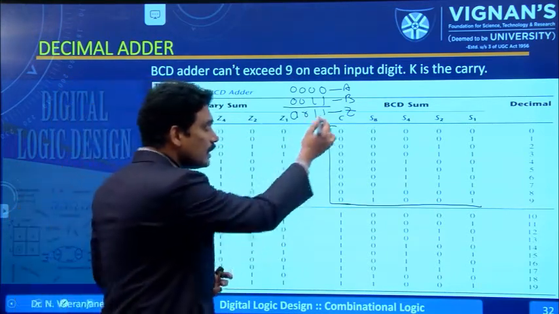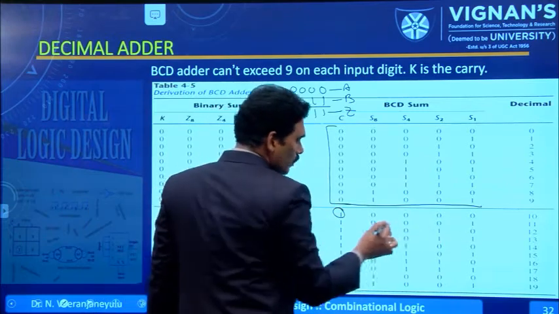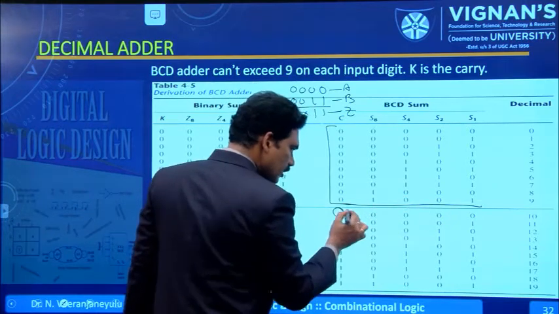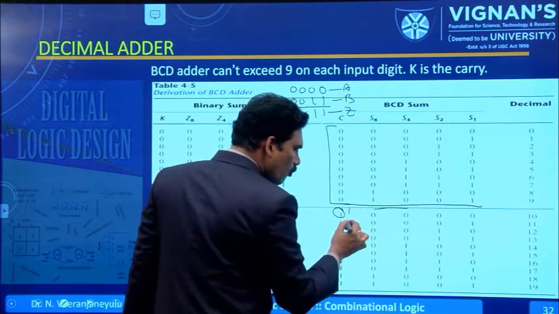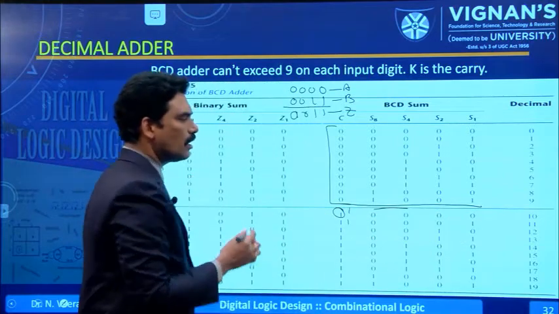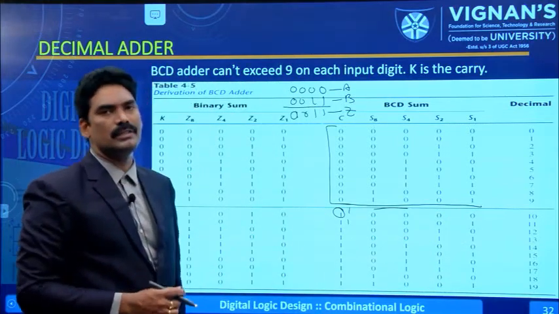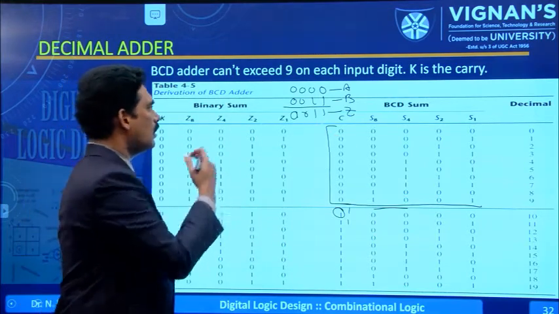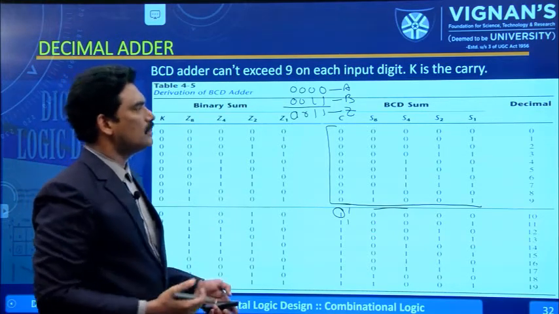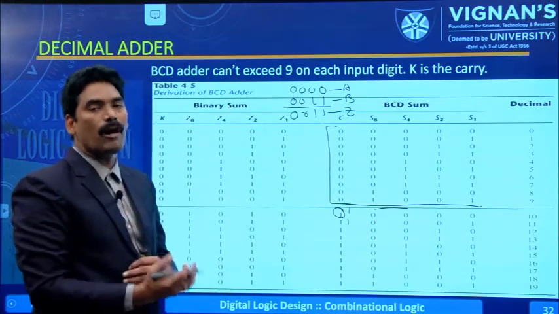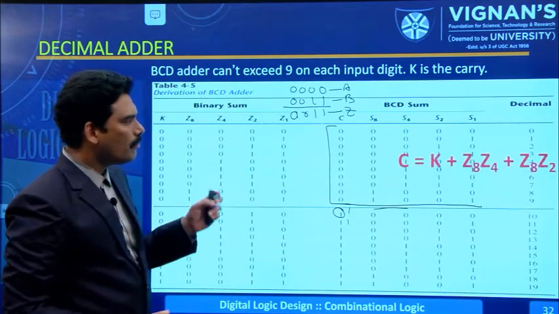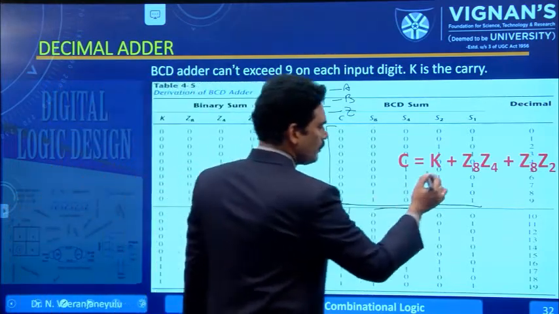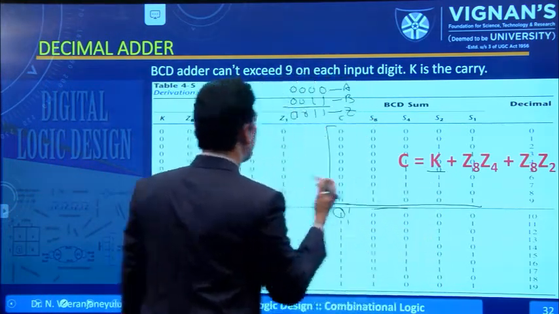Now, next, C is equal to 1, carry is equal to 1, and the remaining 4 bits are 0, then 1, and so on. This is 9, this is 10, that is 1 followed by zeros, like this 11, 12, 13, 14, 15, 16, 17, 18 and 19. Now, these are the BCD sum and this is the binary sum. Now, how do we perform this addition? We are going to derive a formula for this, that is, carry is equal to K plus, what is K here?